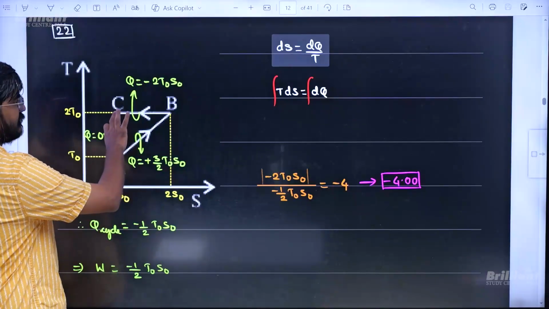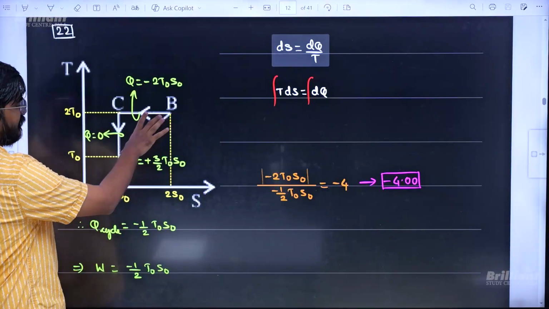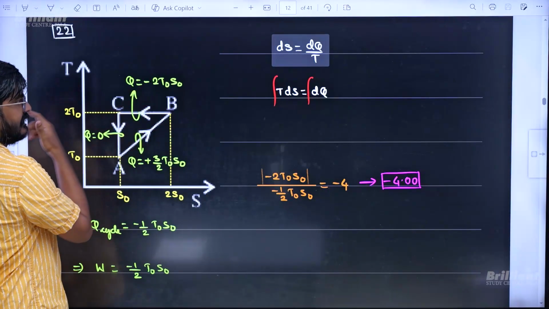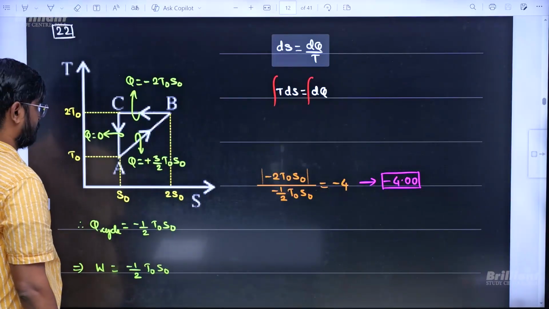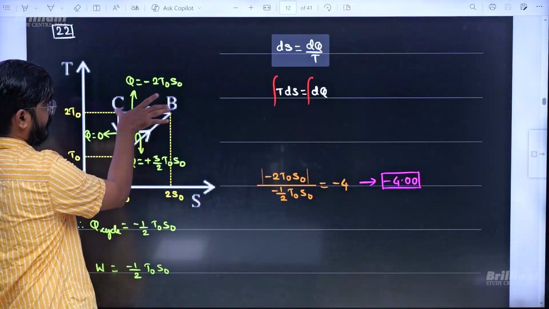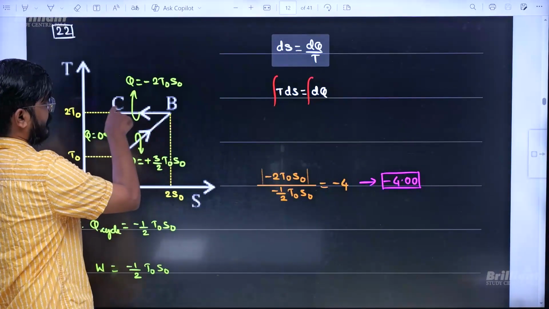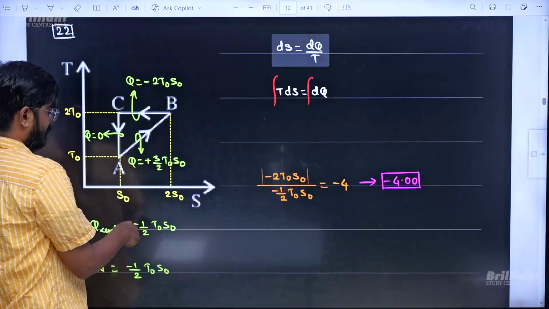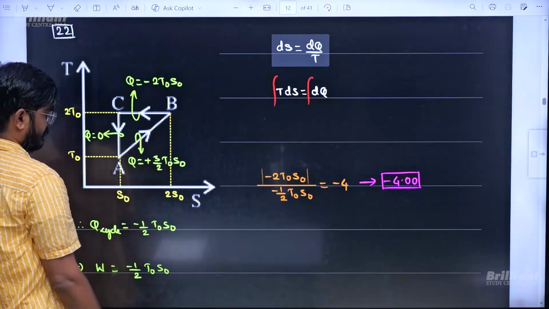So for this it is going to be 0. For this it is going to be positive. For this it is going to be negative, because S is reducing. Right, so positive area under the graph you can calculate, negative area under the graph you can calculate. So for the cycle, net Q is going to be minus half T naught S naught.